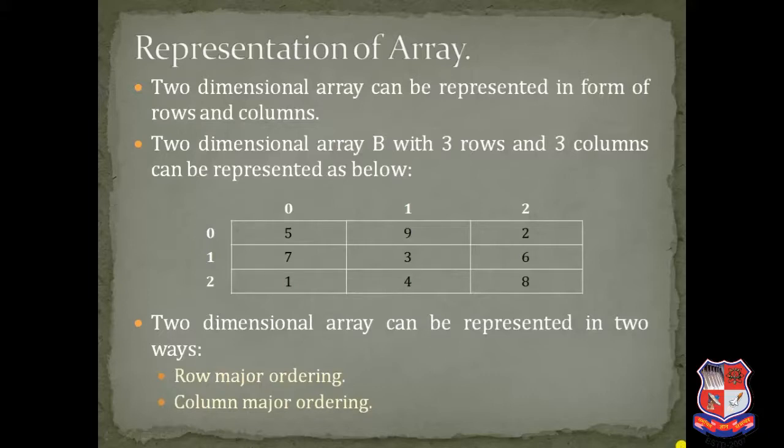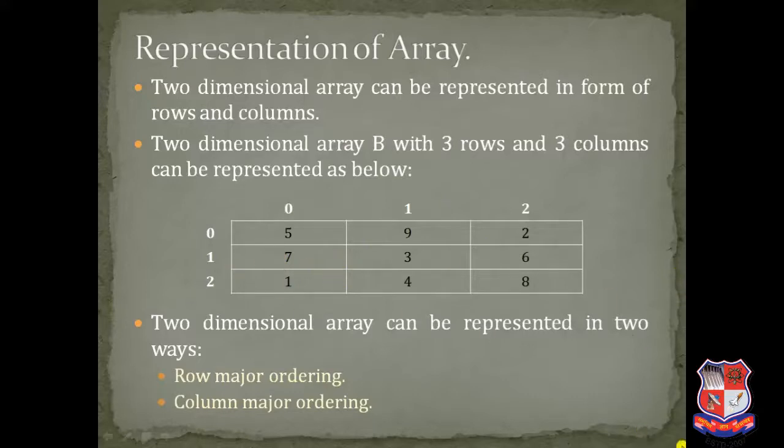A two-dimensional array can be represented in the form of rows and columns. Two-dimensional array B with 3 rows and 3 columns can be represented as below. Here you can see the columns: column 0, column 1 and column 2. Here you can see row 0, row 1 and row 2.